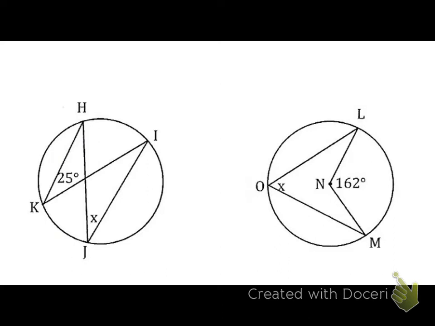All right, so we're going to find x in the first picture. We got to use what we know. We know angle K is 25 degrees. What is the name of its intercepted arc? HI. So if the angle is 25, what is the measure of its arc? 50. This is inscribed. It's on the circle.